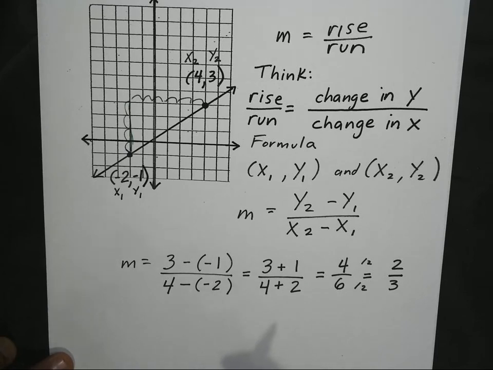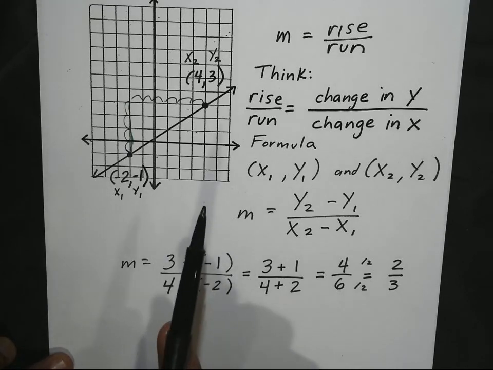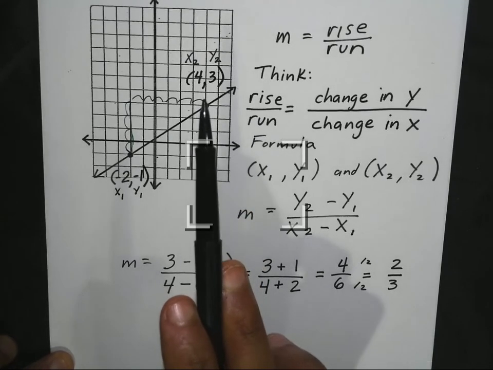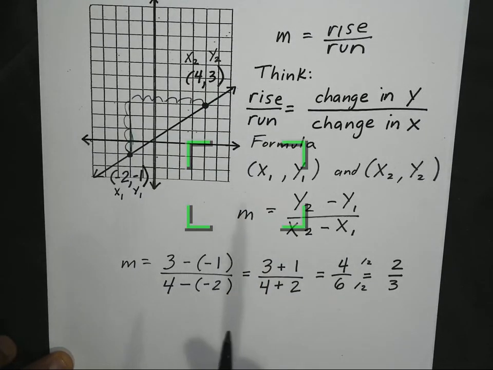So given the 2 points, -2, -1 and 4, 3, our slope is 2/3.